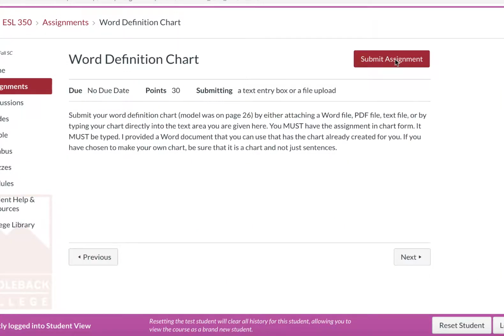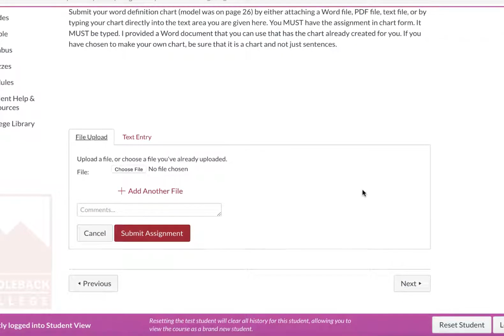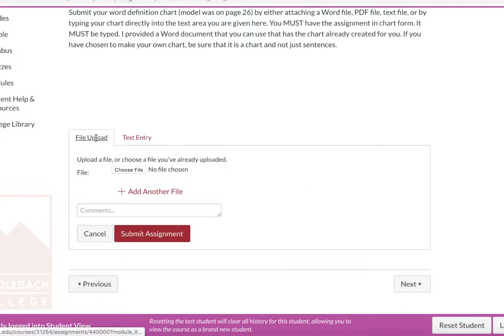So when you're ready to do this, hit Submit Assignment. And when you get here, you can see that there's a file entry or file upload and a text entry. Most of you are going to use this file upload. So however you created this chart, it has to be typed. So if you did it in Word or you did it in another processor, if you saved it, whether it's a text file or Word file, you can do PDF, but I can't mark up.